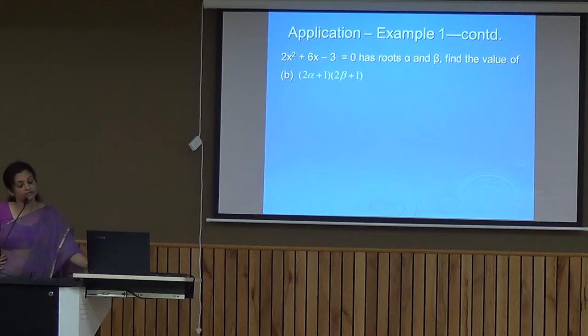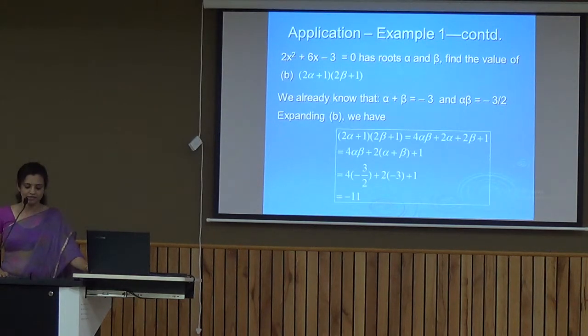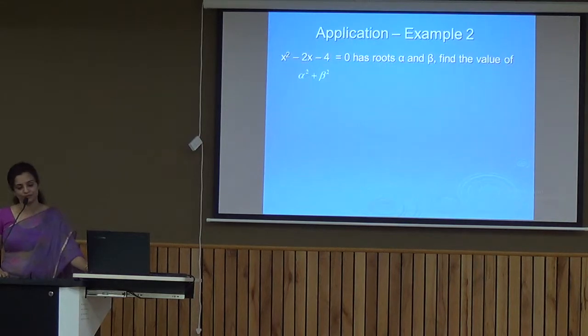Same way, same polynomial. 2x square plus 6x minus 3 equal to 0 has roots alpha and beta. Find the value of this. What are you going to do? Yes, you got it right. Multiply and solve. See, we already know sum of roots, product of roots, and expanding, you get the values.